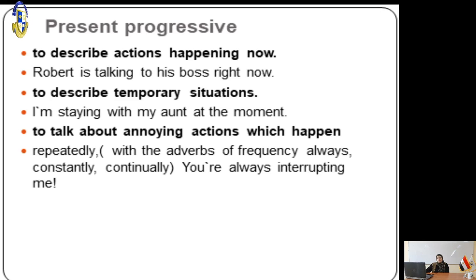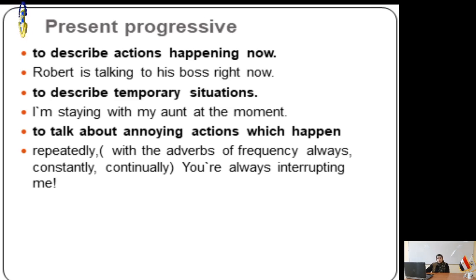So this is the first and the main difference between the present progressive and the present simple. In the present simple, we use the tense for permanent situations that are not very likely to change. But for the present progressive, these are temporary situations. They are not going to continue for a long time. For example, I am staying with my aunt at the moment.